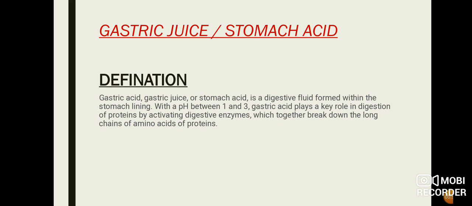As it is between 1 to 3, we know that it is very acidic in nature, and the gastric acid plays a very important role in digestion of proteins by activating digestive enzymes, which together break down the long chain of amino acids of protein. So what is said here is that gastric juice is very important for the breaking down of protein by the enzyme called pepsin. How, we are going to see later. So don't get confused. It's just a definition of it. We will get to know everything in detail in the later slides.